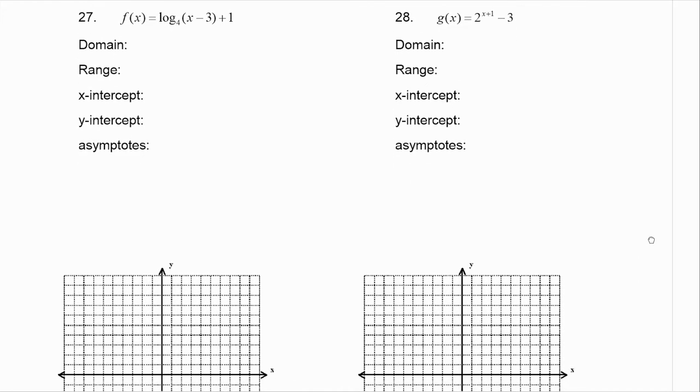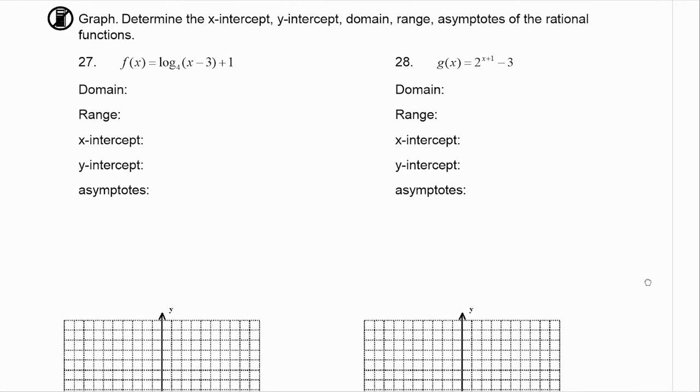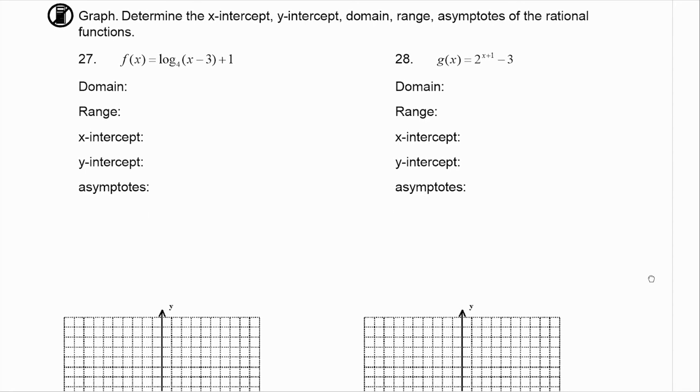I'm going to be working on number 27. The first thing I want to do with this problem is graph it, but this can be a little confusing, especially with logs, where some people don't understand how to plug in values for x, and it actually makes more sense to plug in values for y. But I'm going to show you a trick to this.